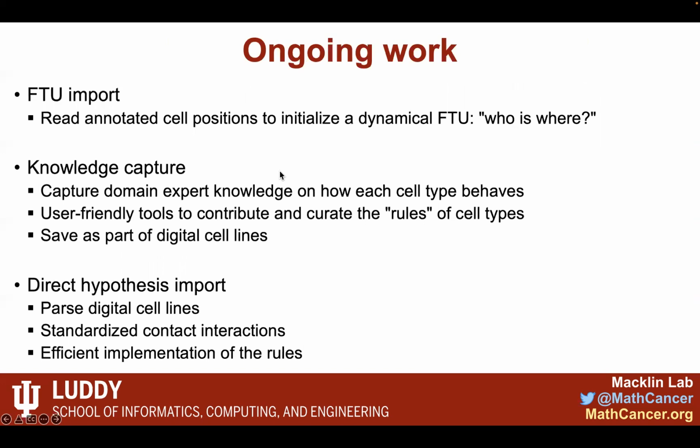So ongoing work is, we're building ways to work with the HuBMAP to import those static snapshots to say, here are the initial positions in the FTU and who is here, what are the different cell types and where are they? We're now working on this domain capture, saying if we can come up with this nice way to represent the knowledge and to map it onto mathematical models, we can say, here's the tissue, and for these identified cell types, here are the rules, and we can set it forward and have this dynamical model.